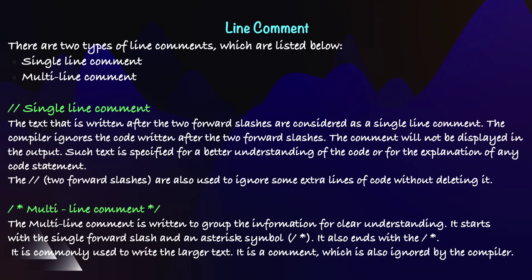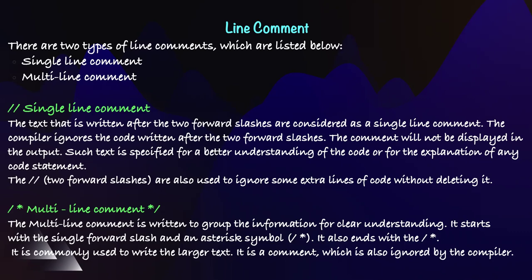Such text is specified for a better understanding of the code or for the explanation of any code statement. The two forward slashes are used to ignore some extra lines of code without deleting them. That is the basic purpose of it.